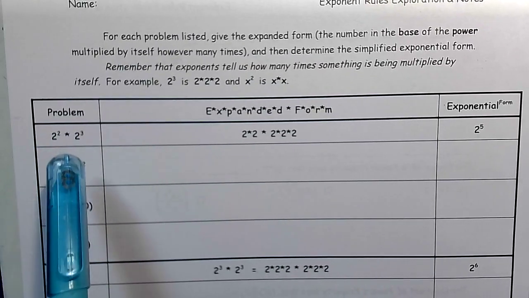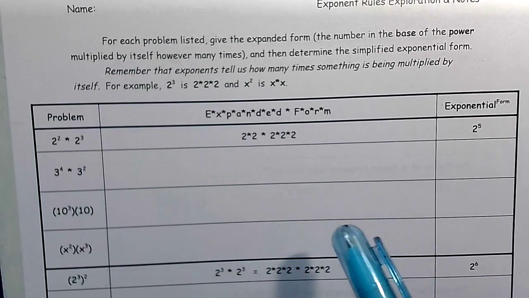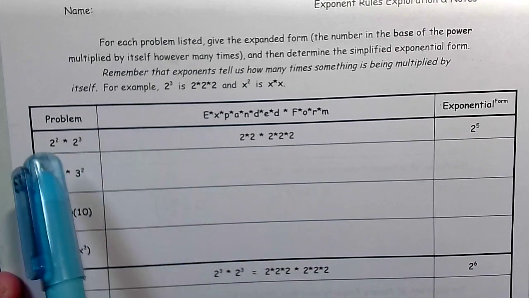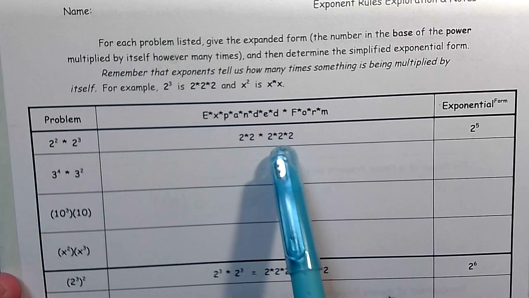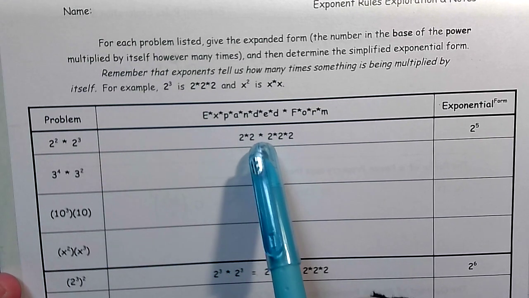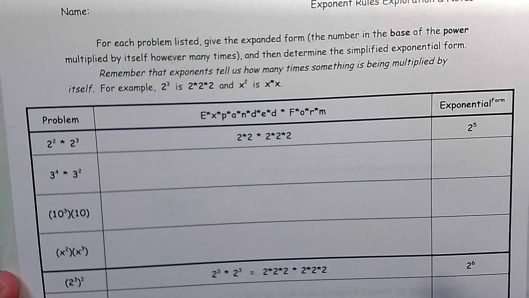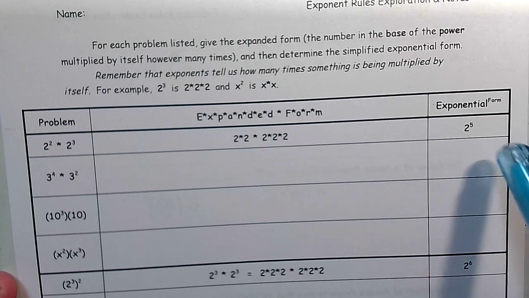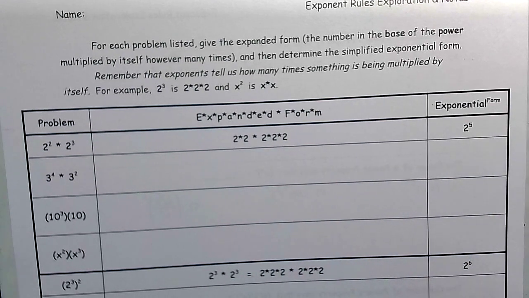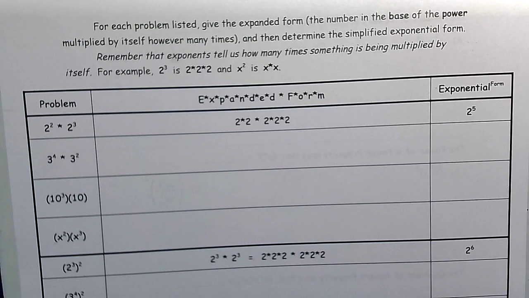2 to the second times 2 to the third. Now the way we would write this in our expanded form, 2 to the second is 2 times 2, 2 to the third, 2 times 2 times 2, and then those are being multiplied together. So to find our exponential form, we add up how many 2's are being multiplied, and that'll get us 2 to the fifth. I'll do another example here, just to give you another idea.